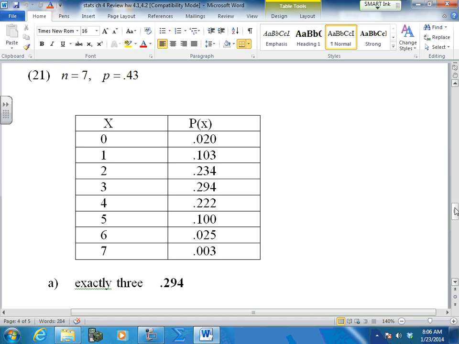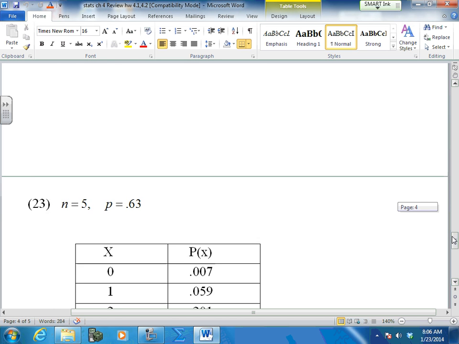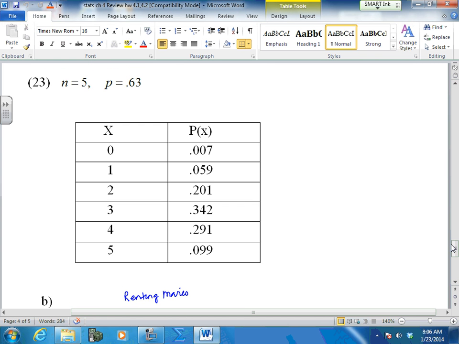Okay. Again, this one, 21, said 43%, so your P is 0.43. It looks like I left it out. 23. Okay? 23. 63% of adults, and we're sampling 5 adults. So N is 5, P is 0.63. Be careful of the 0. You could have none but no positive answers on this.